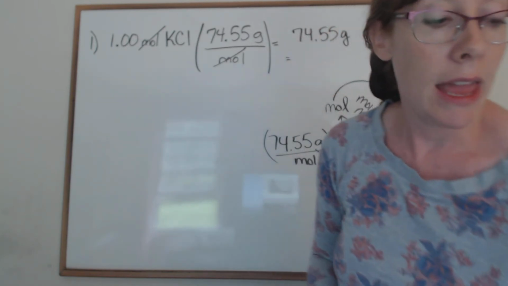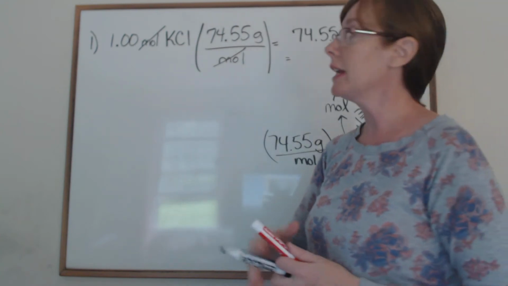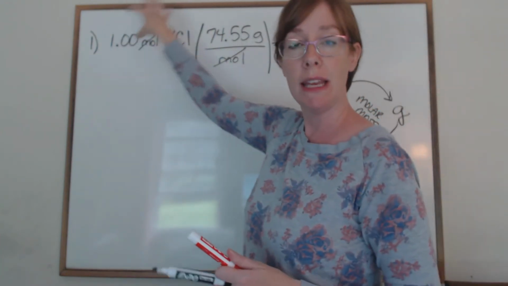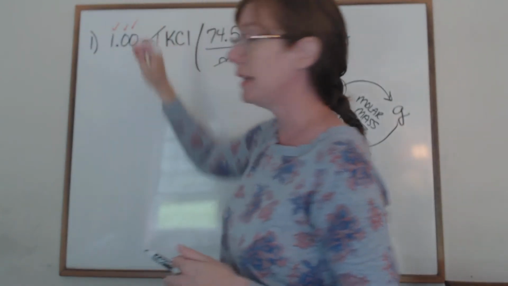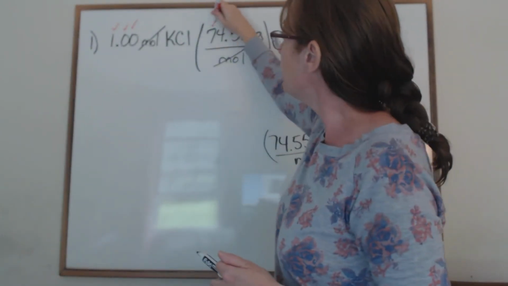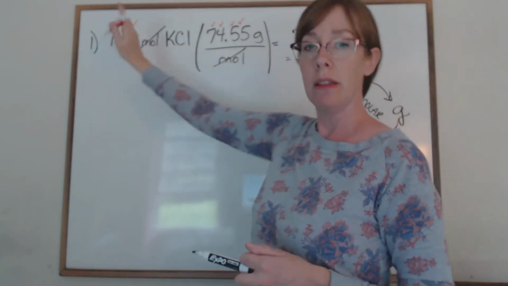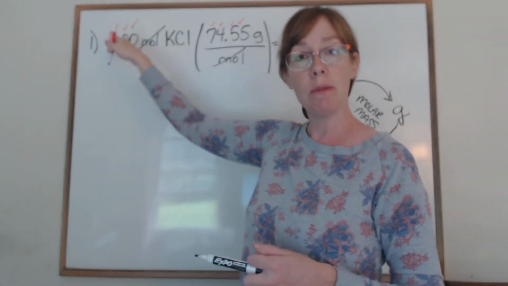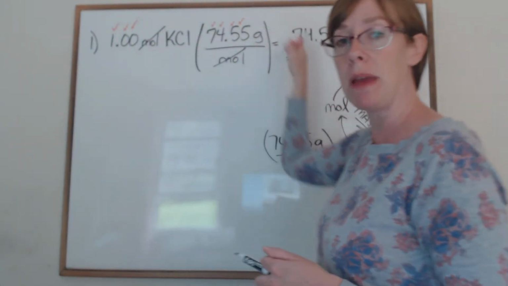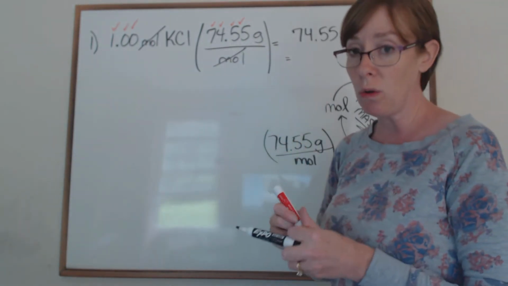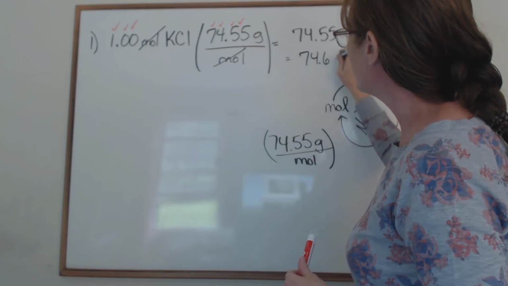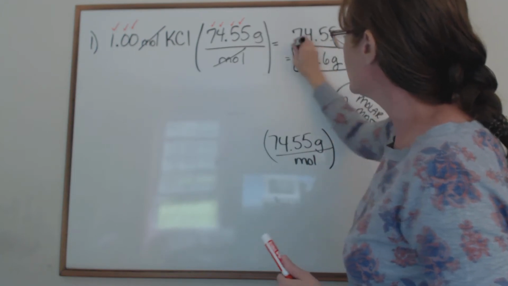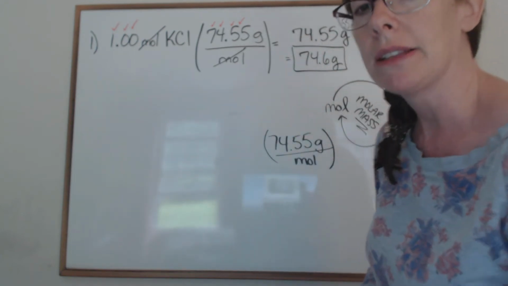Now this is a multiplication problem, so you have to count the number of sig figs that went into each of the pieces that you're multiplying. This one has 3 sig figs. This one has 4. So of the 2, this one has fewer, which means it dictates how many are in your answer. Your answer can only have 3 sig figs. So technically, the 100% correct answer is 74.6 grams. All right, so that's how you would do that.